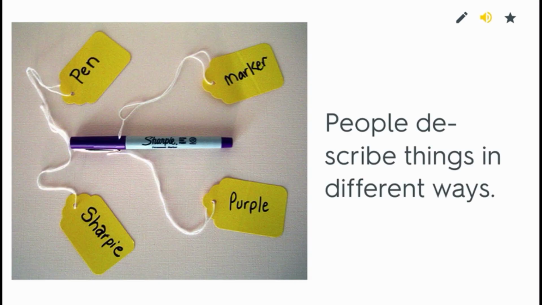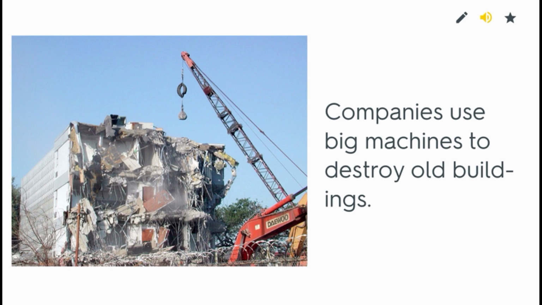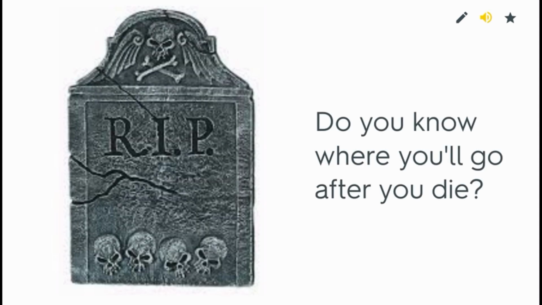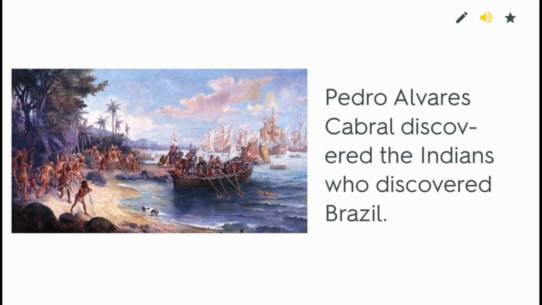To describe. People describe things in different ways. To destroy. Companies use big machines to destroy old buildings. To die. Do you know where you'll go after you die? To discover. Pedro Alvares Cabral discovered the Indians who discovered Brazil.